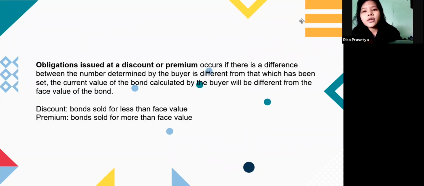Bonds issued at a discount or premium occur if the amount determined by the buyer is different from that which has been set. The present value of the bond calculated by the buyer will be different from the face value of the bond. A discount is a bond sold for less than face value, and a premium is a bond sold for more than face value.